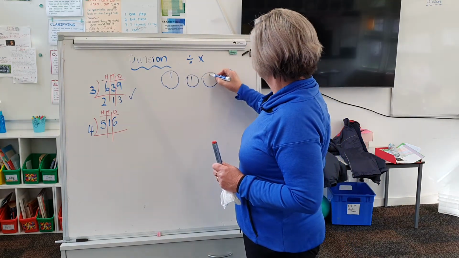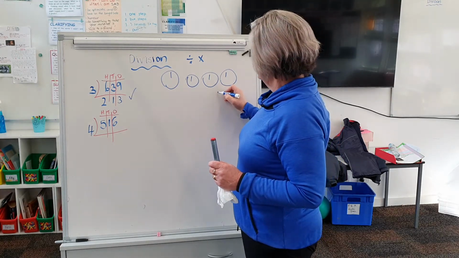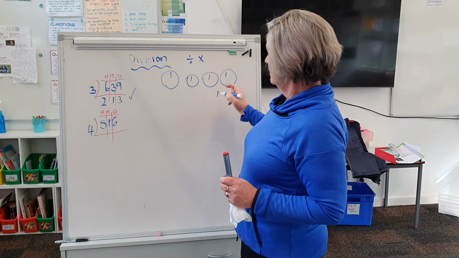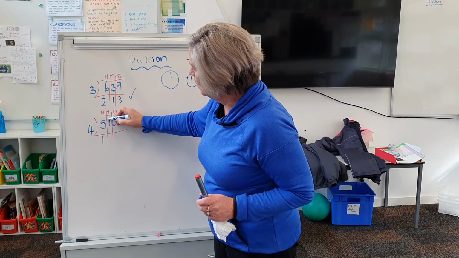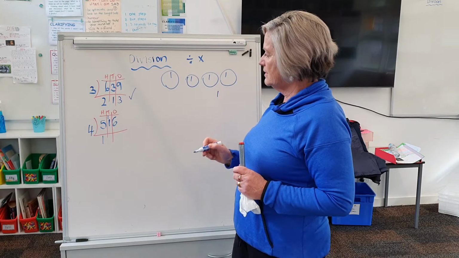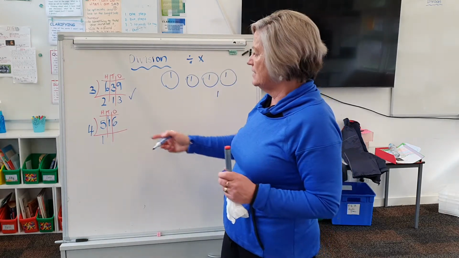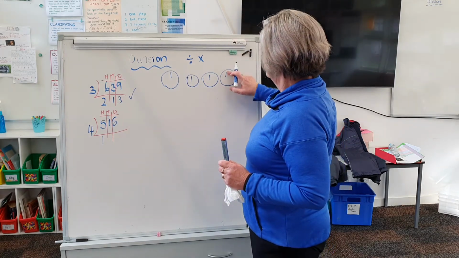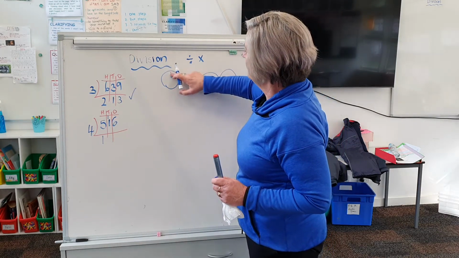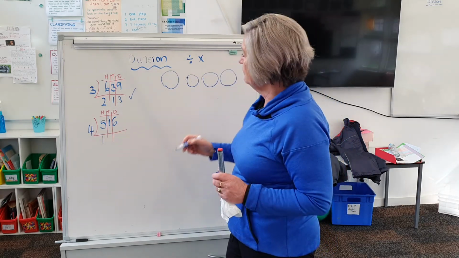1, 2, 3, 4. Uh-oh, can't share that last bundle. So that goes into the tens column. So they got 1 each and there's 1 bundle left over which goes into the tens column. So now we have 11 bundles of 10, which is 110. So we've got 11 bundles of 10 in the tens column. So let's share 11 bundles of 10. Are you ready? Again, we're sharing between the 4.